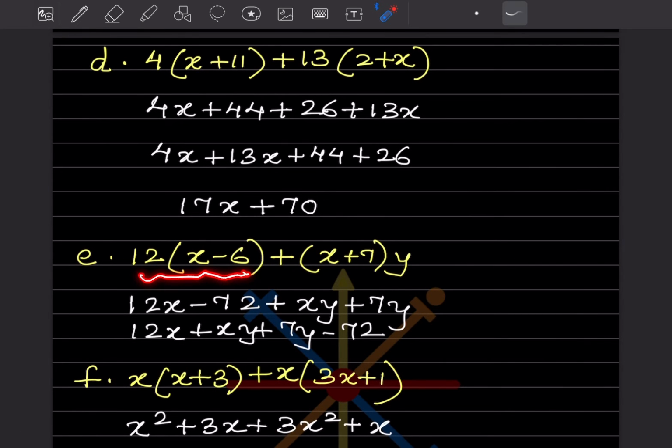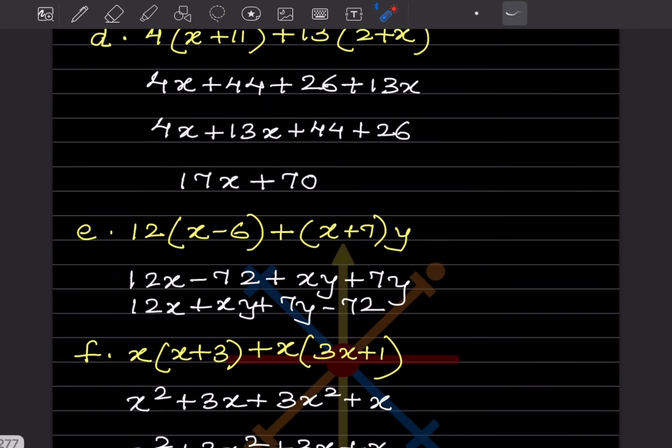Now this is x minus 6 into 12, and this will be x plus 7 into y. So this will be 12x minus 72, and this should be xy plus 7y. So now you can see there's nothing common here. That means there's no like term over here. So now we'll keep this 12x here. This plus xy will bring it here. 7y will bring it here. And this is minus 72. This is a constant term, so there is no variable along with it. So always write the constant at the last.